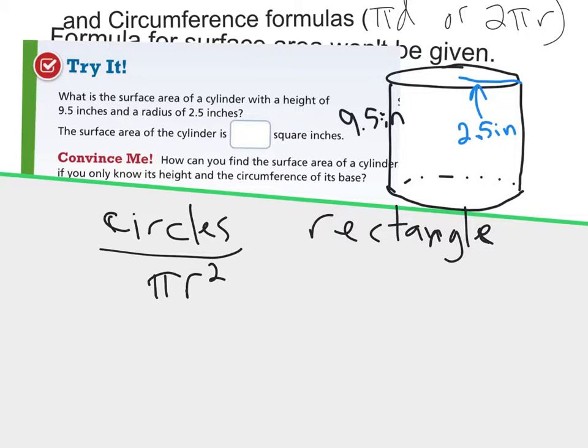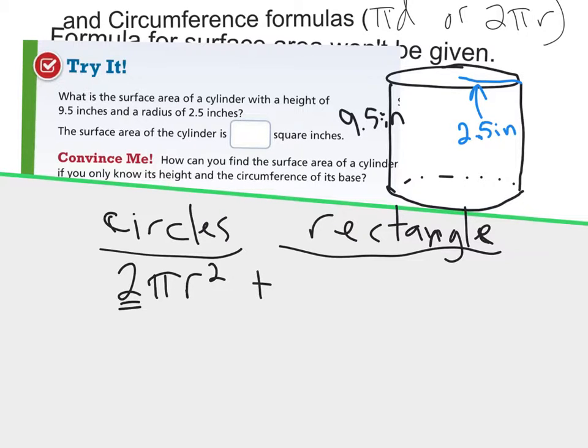And since we have two of those, we're going to multiply that by 2. Now it's up to you whether you want to put the 2 in the front or in the back. It doesn't really matter. We're just multiplying all that stuff together. So that's the two circles. Then we've got our rectangle.